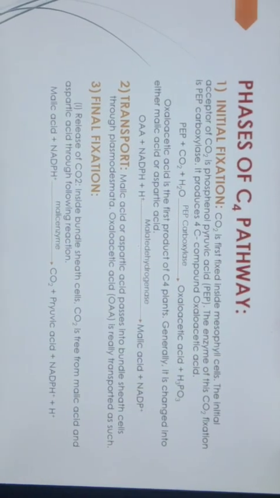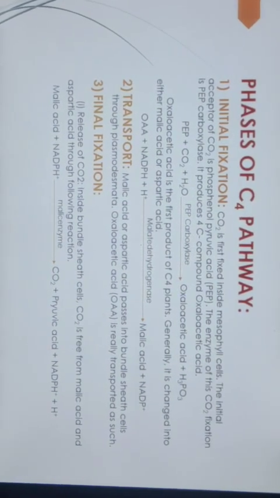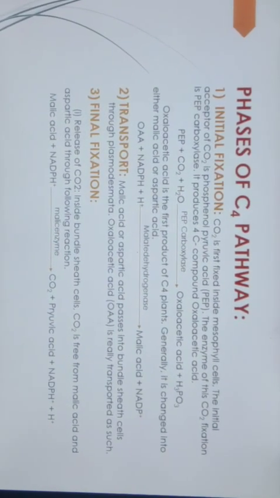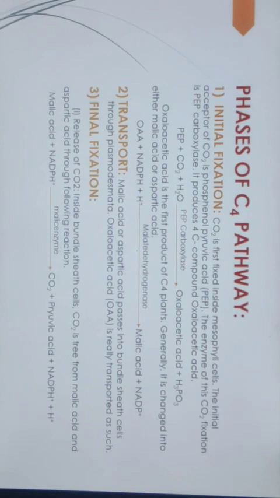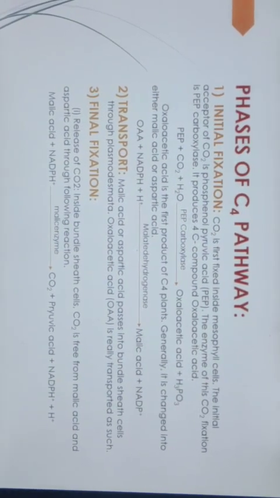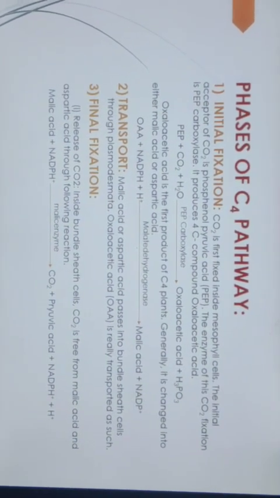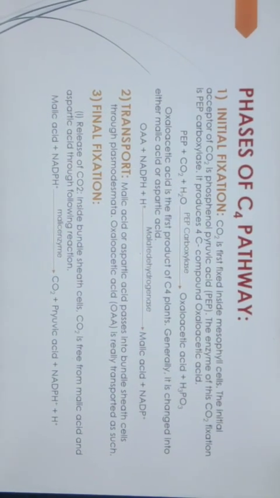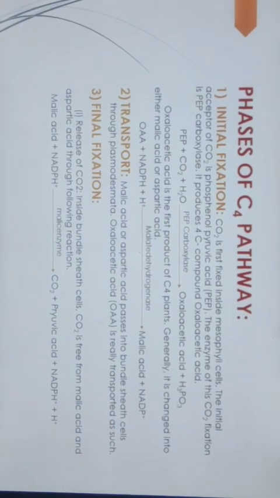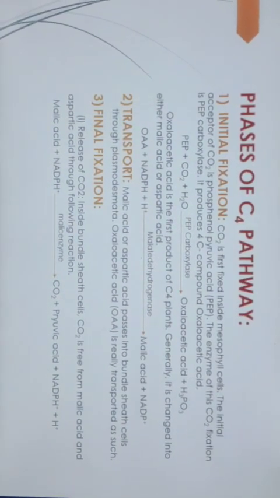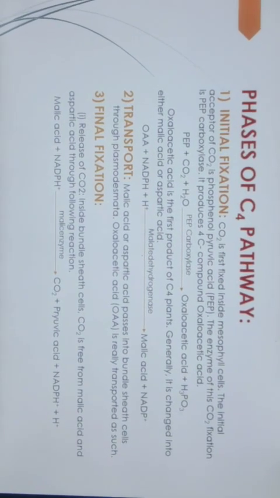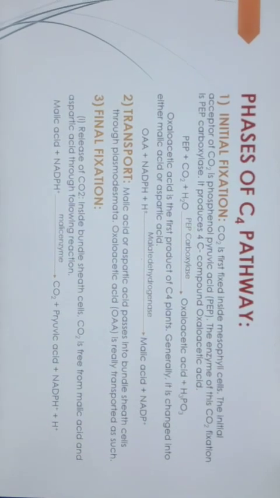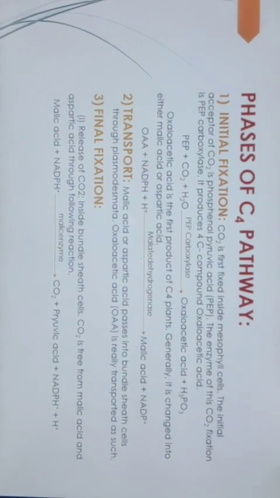So phosphoenol pyruvic acid, that is PEP, in the presence of carbon dioxide and water, again in the presence of the enzyme PEP carboxylase, forms a 4-carbon compound, that is oxaloacetic acid, and H3PO4. Oxaloacetic acid is the first product of C4 plants. Now this is changed either to malic acid or to aspartic acid.